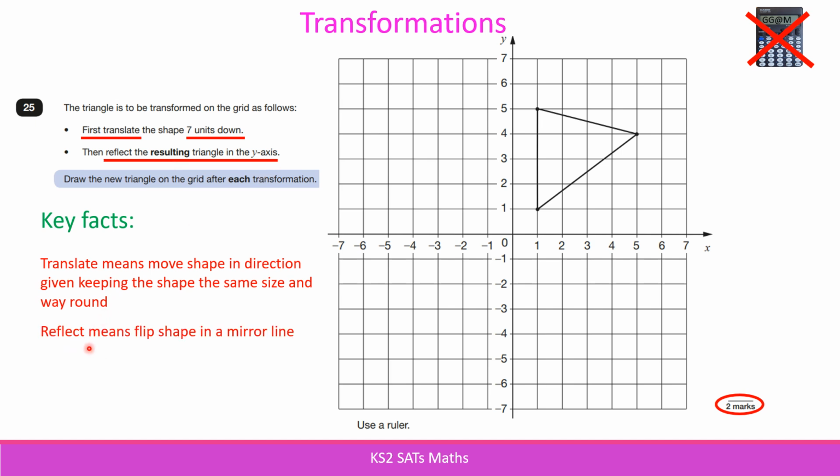So reflect means flip the shape in the mirror line. Now the mirror line that has been given is the y-axis. And the y-axis is the vertical line down in the middle of your diagram. So you can see up here you've got the y. So this is the y-axis, this whole line down here. So the answer you get once you've got this shape here and you've moved it down by 7, you've got to flip it in this y-axis and draw your triangle over here.